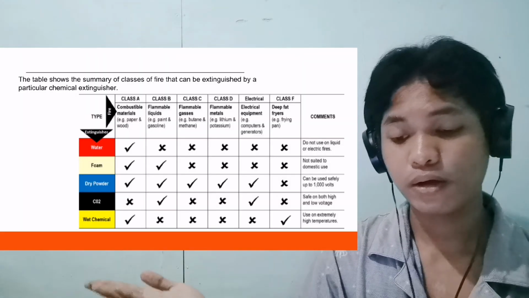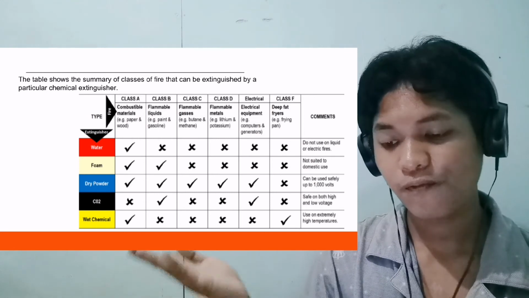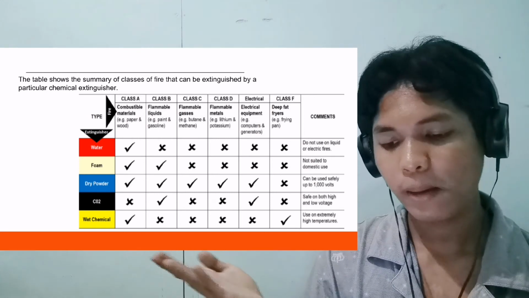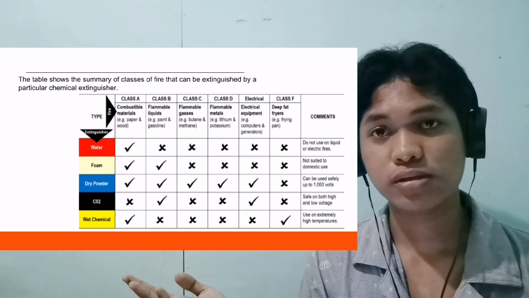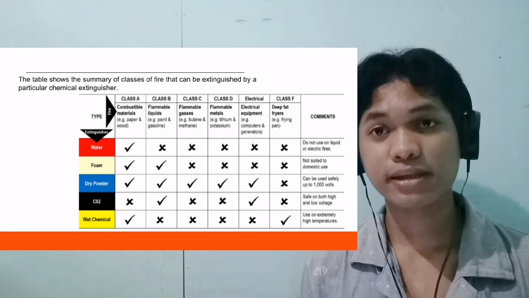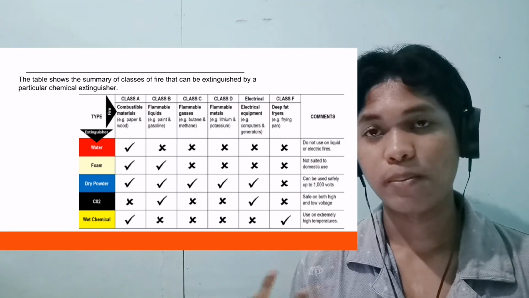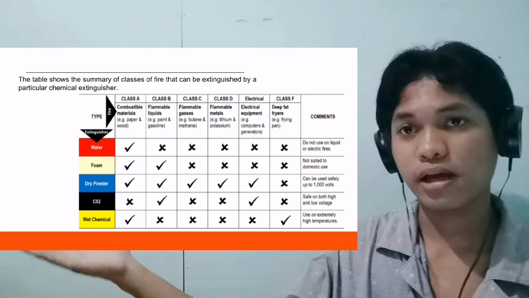So the table here shows the summary of class of fire that can be extinguished by a particular chemical extinguisher. So I already told you before. So this is the image.